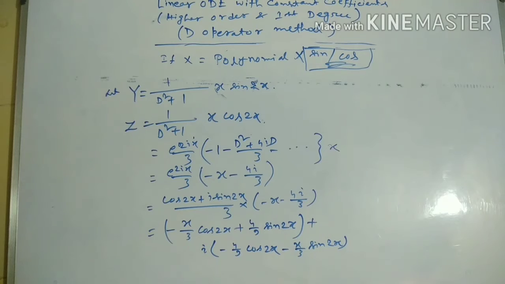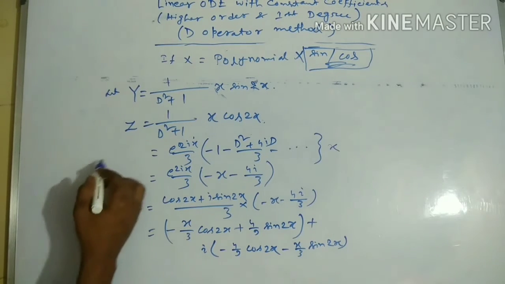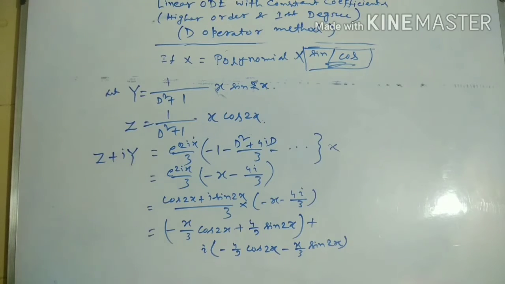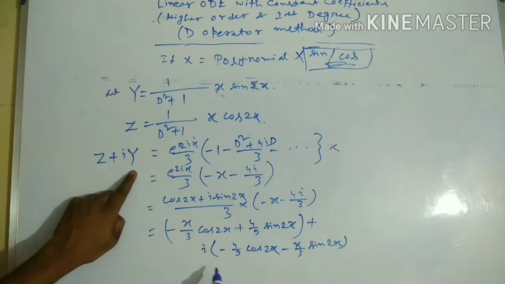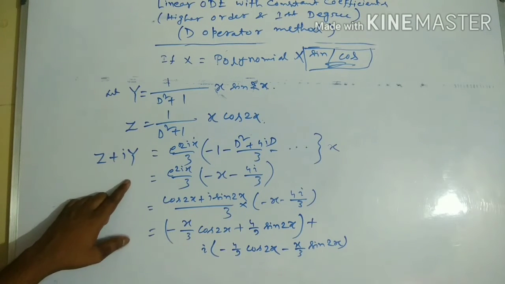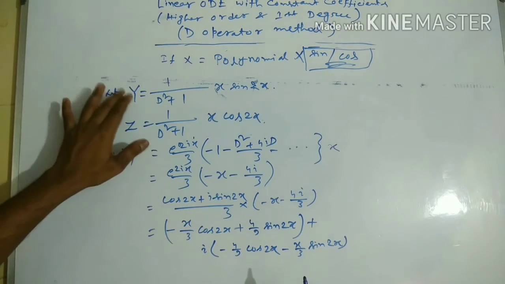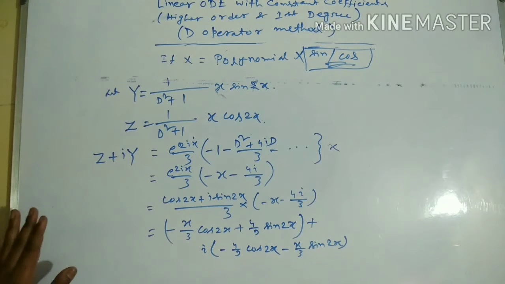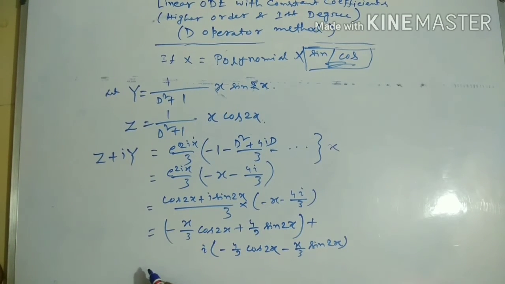So here we have separated the real part and imaginary part, and we are doing this for z plus iy, which we have assumed. If we compare both sides, the value of z will be the real part and the value of y will be this imaginary part. Our sum was this, we have to find the value of y. Then comparing both sides, we get y equal to minus 4 by 9 cos 2x minus x by 3 sin 2x. Hence our solution is complete.